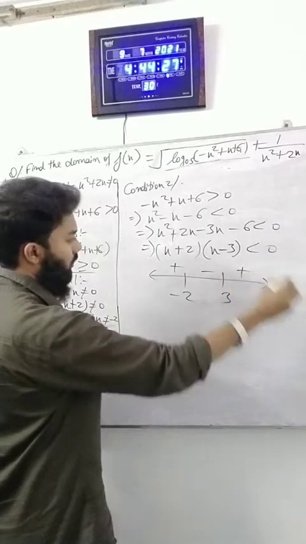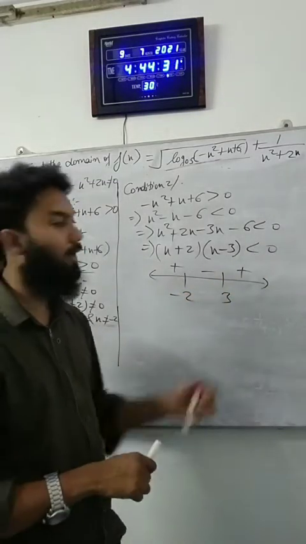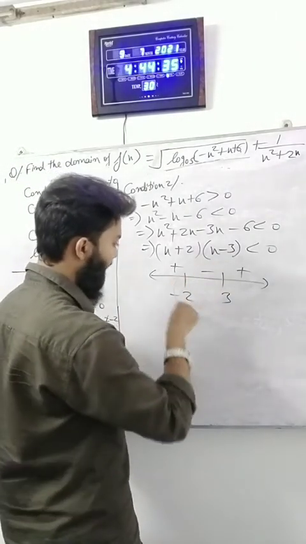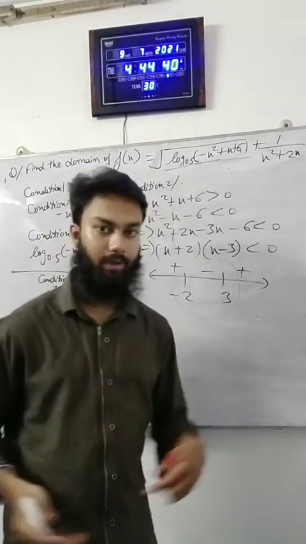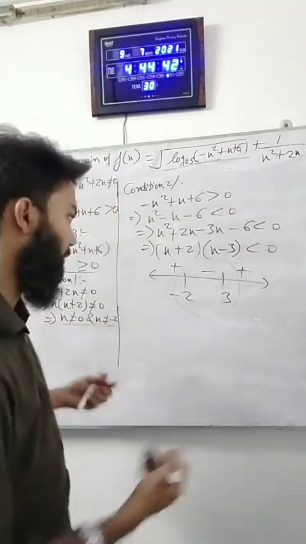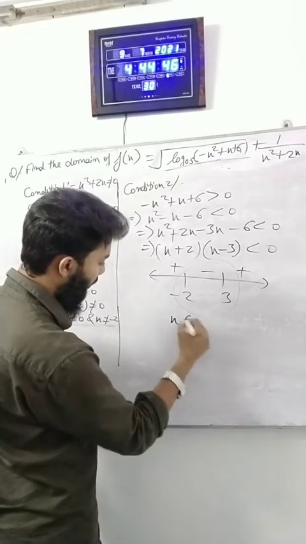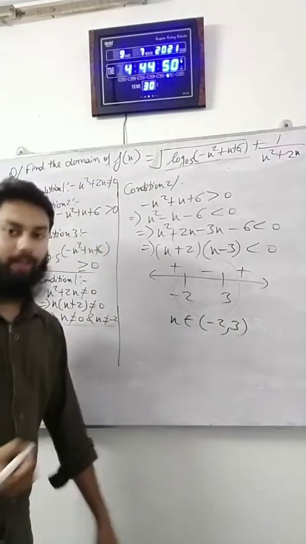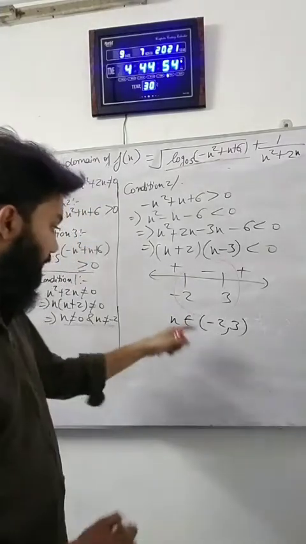Now plus minus plus, and since the sign of inequality is less than, that means I have to take this region, the minus region. Okay, we all know that. We have studied those things in the quadratic inequation chapter. So that means x must belong to minus 2 till 3. So this is the result of the second condition.